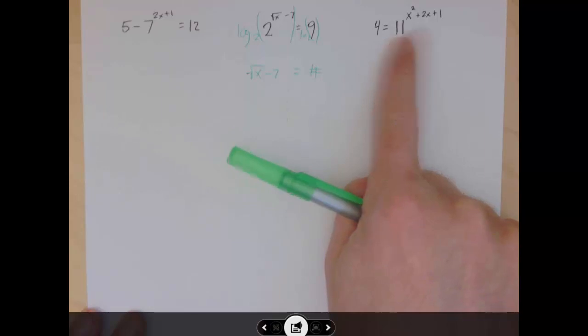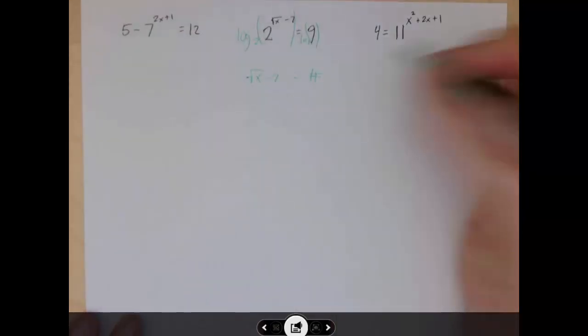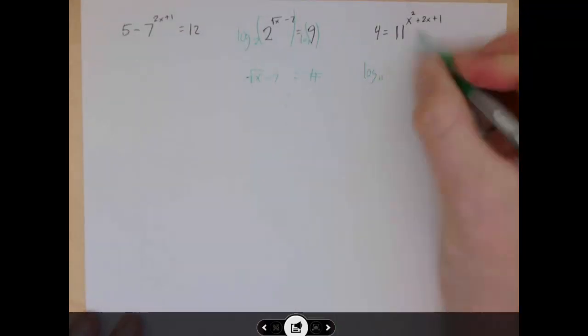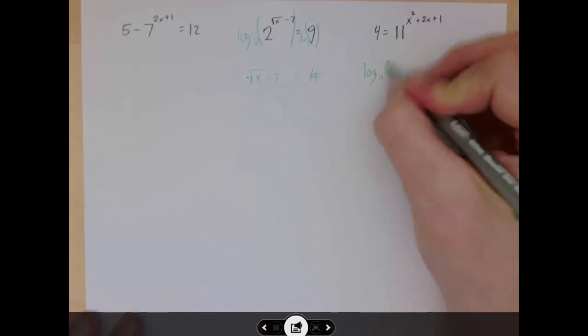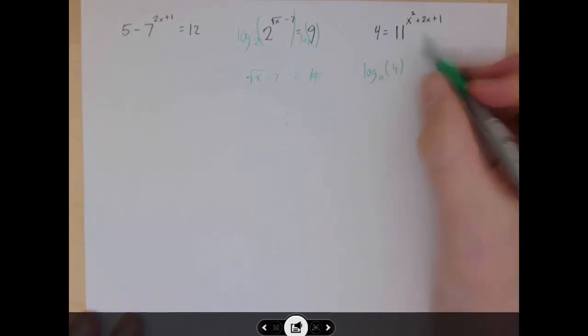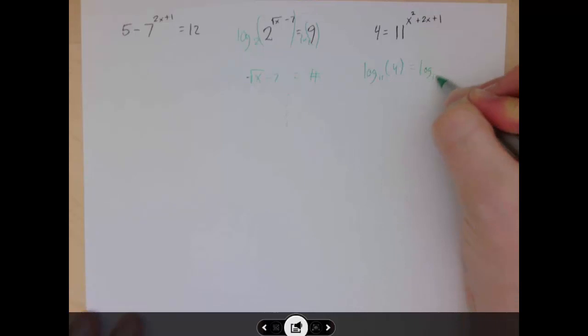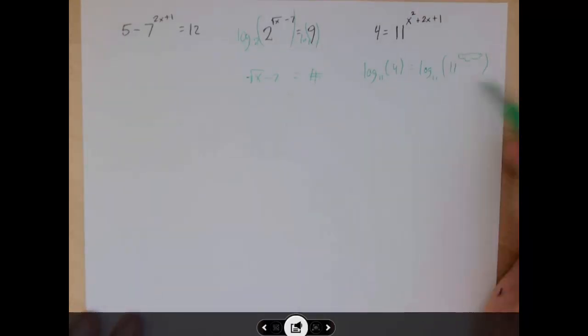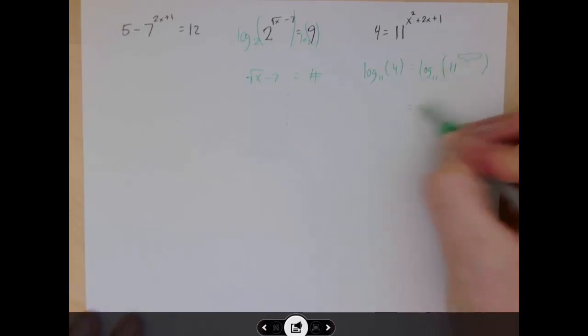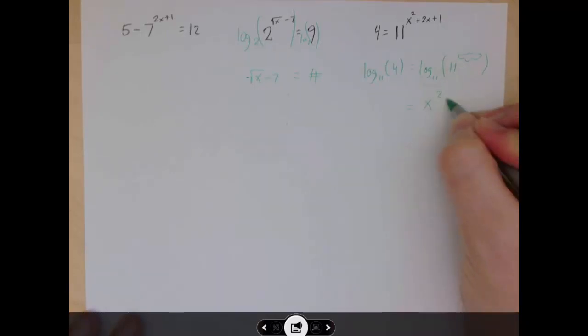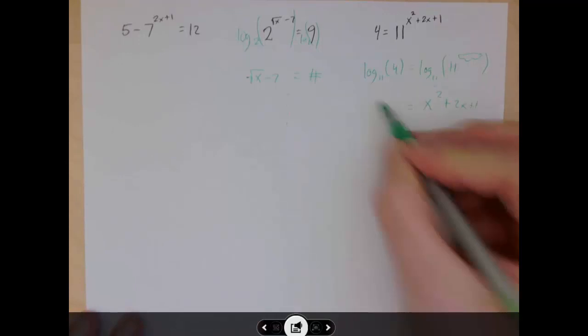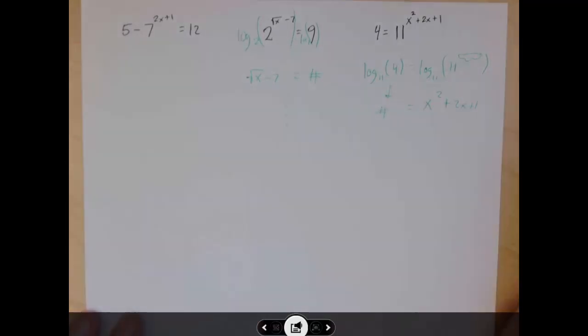Same thing here. Here I've got 11 to the power of something, so I need to use a base 11 logarithm. So I'd have log base 11 of 4 on the right-hand side, and log base 11 of 11 to all that stuff in the exponent on this side. These undo each other, and so I'm left with just x squared plus 2x plus 1, and on the other side, this is just some number. And again, you know how to solve that one.